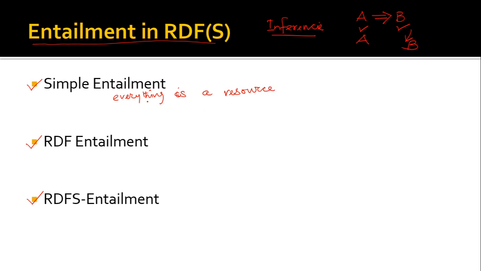And as everything is a resource, it has to have one URI, right? Now, depending on how we treat these URIs, we have these three entailments. So what is the first way? The first way to think about how we treat the URIs is that we don't differentiate the URIs.